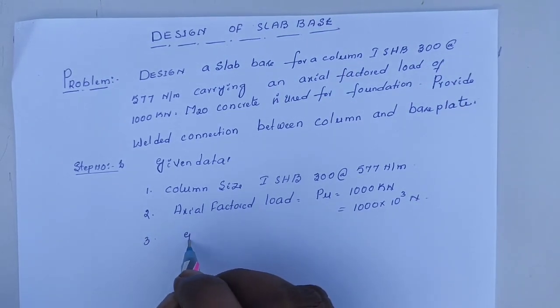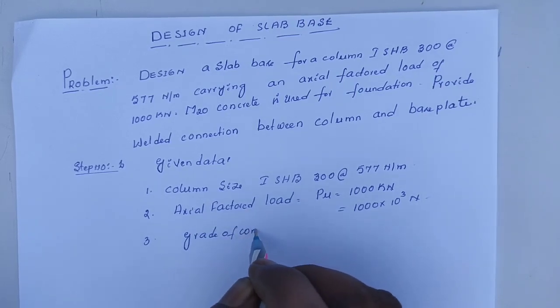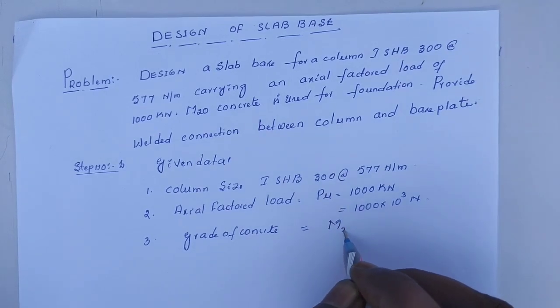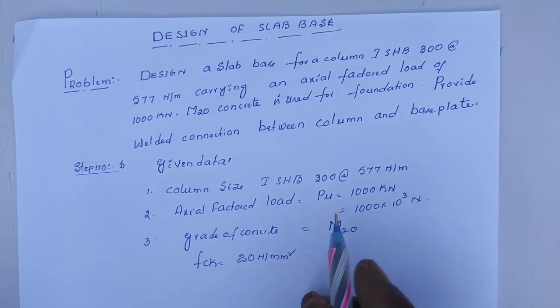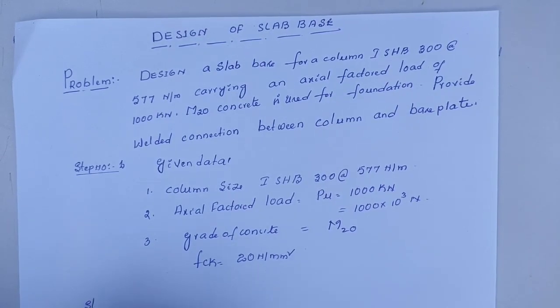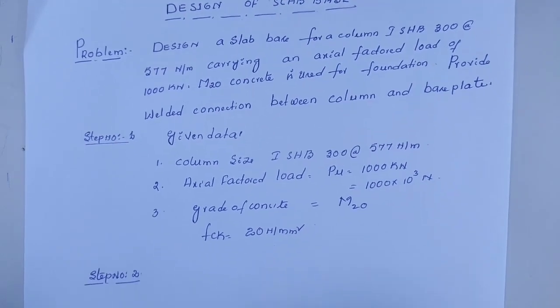Grade of concrete is equal to M20. Therefore, FCK is equal to 20 Newton per mm square. Step number 2: draw the diagram.